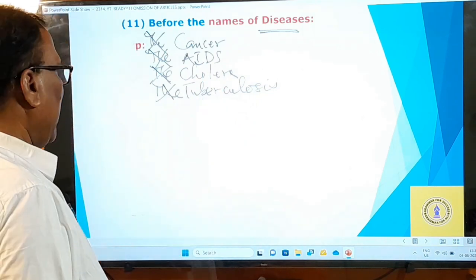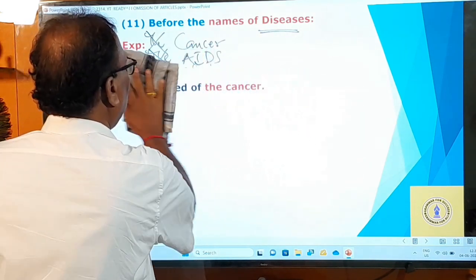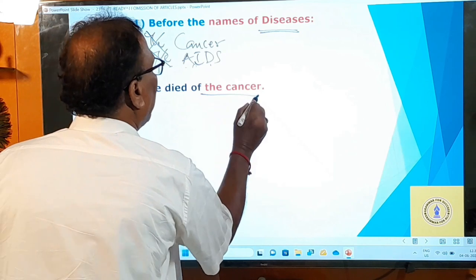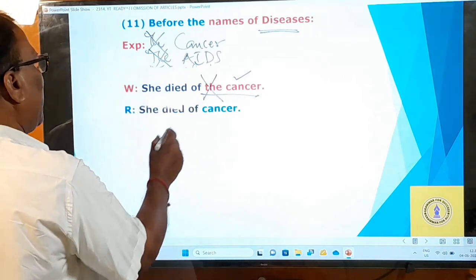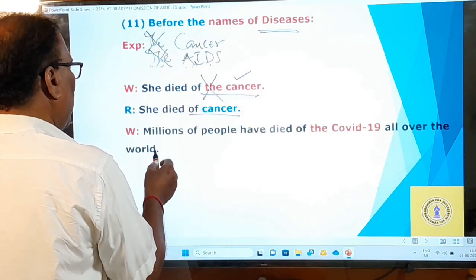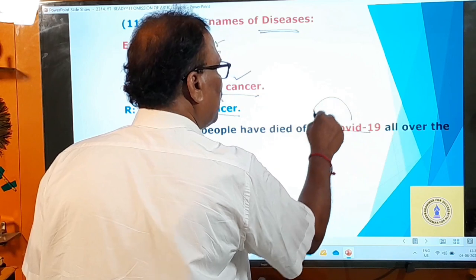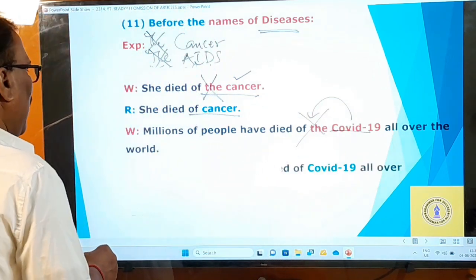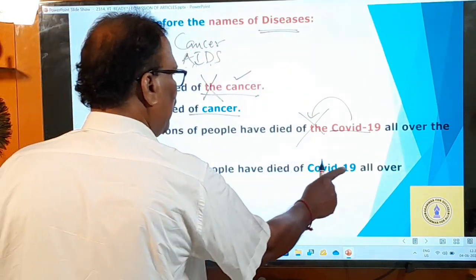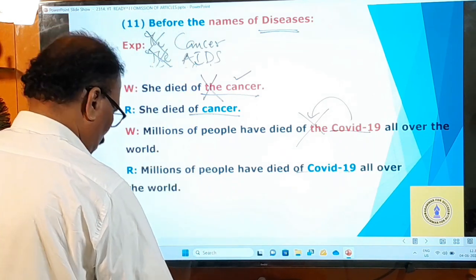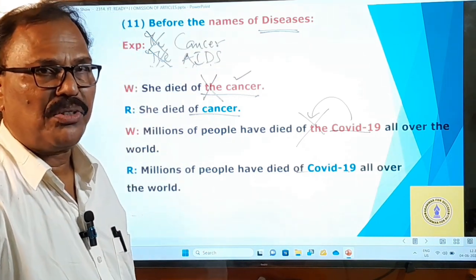Clear? Now, let us see the examples. She died of the cancer. Can you say the cancer? It's the name of a disease. Can you say that? No. Simply cancer. She died of cancer. That's enough. And then one other example. Millions of people have died of the COVID-19. COVID-19 is the name of a disease. Before that, you should not use any article. And last example, millions of people have died of COVID-19 all over the world. Right, dear test takers, in this way, before the names of diseases, we should not use any article.